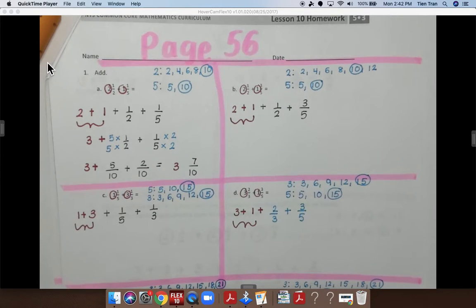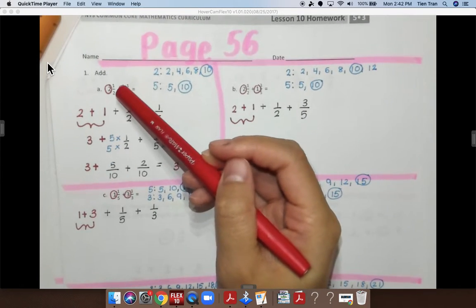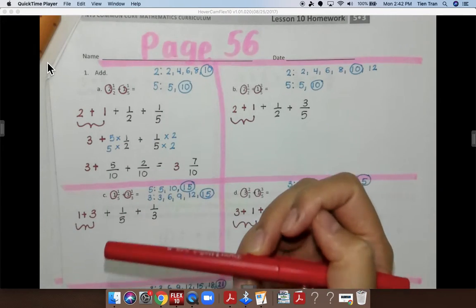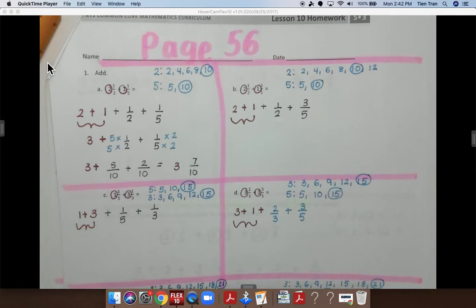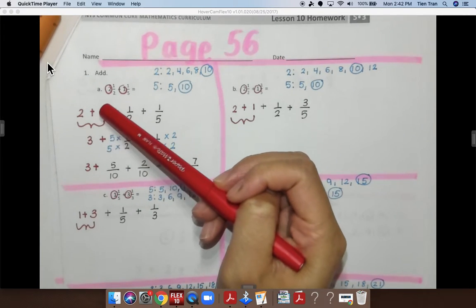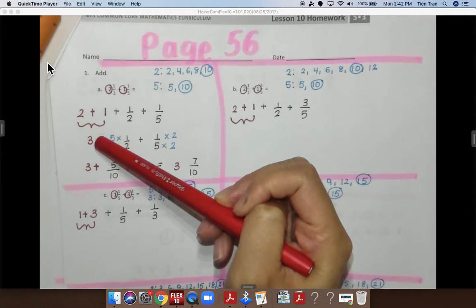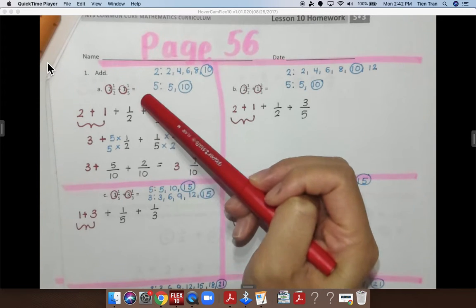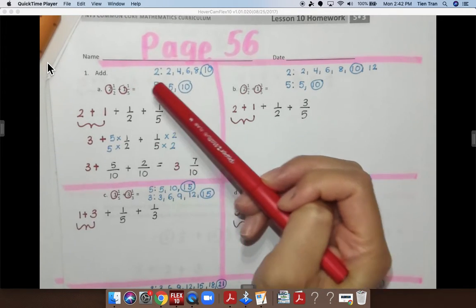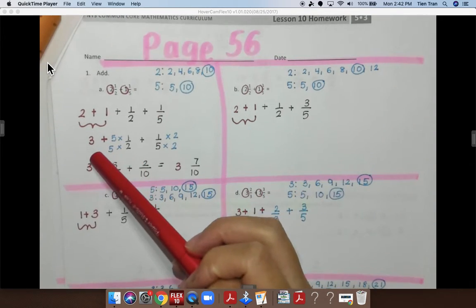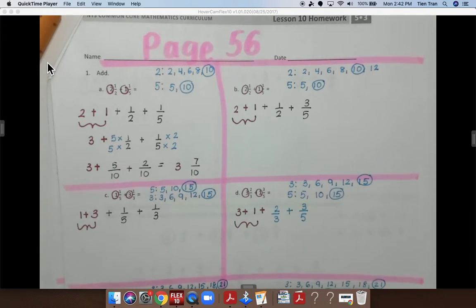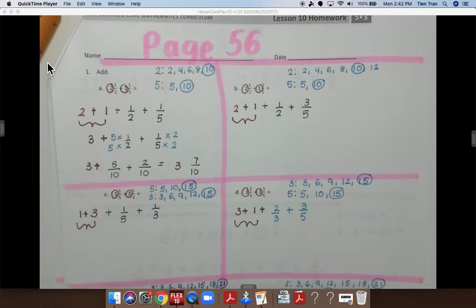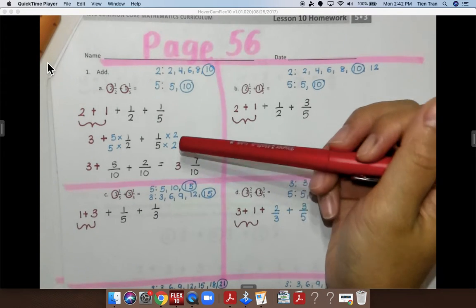What I'm going to do is split the 2 and 1. I'm going to add those whole numbers together first, and then I'm going to add my fractions. So I have 2 plus 1, which is equal to 3. And then I'm adding 1/2, which is right here, and 1/5, which is right here. Notice that 1/2 and 1/5 have different denominators. So I need to make sure I change them to the correct common denominator.